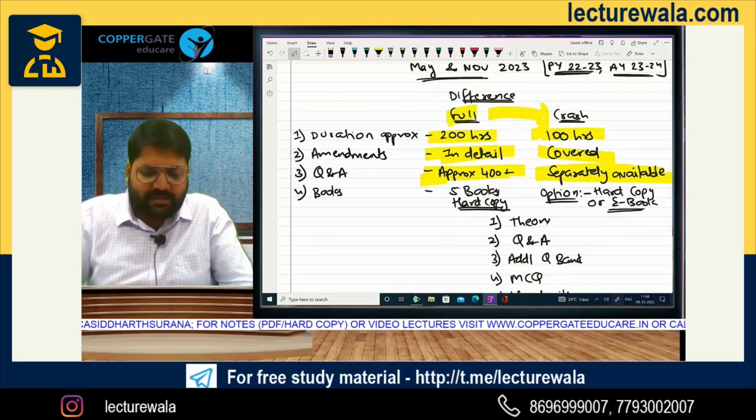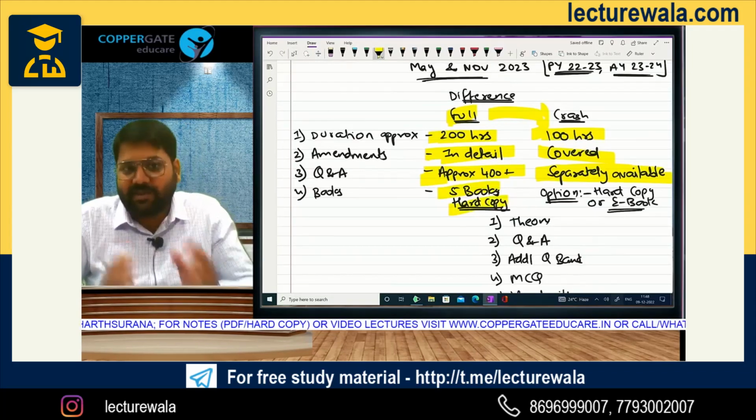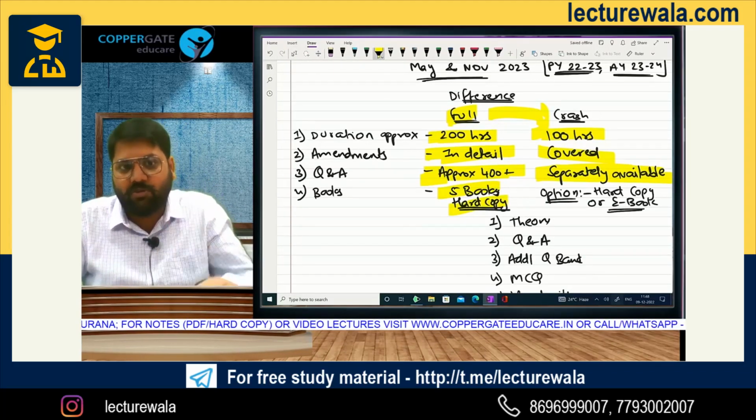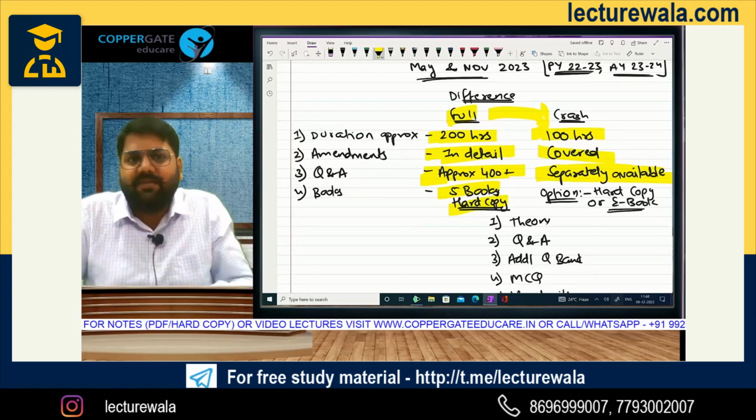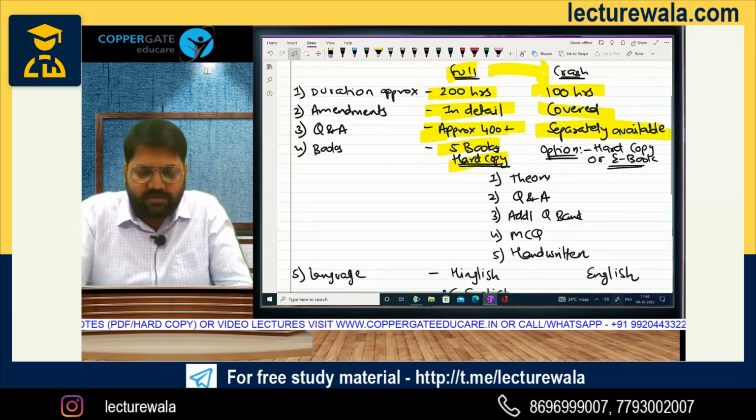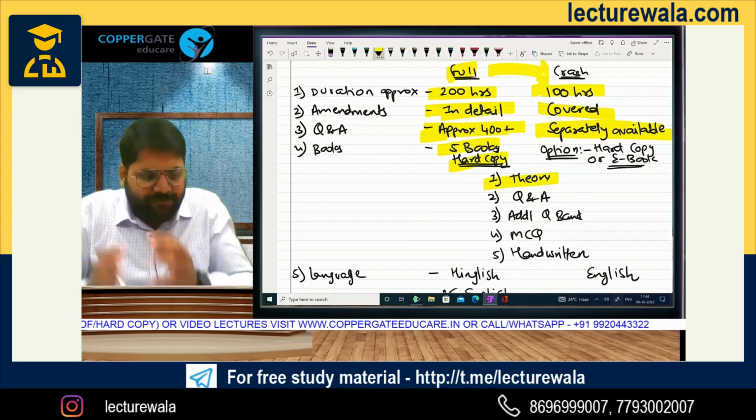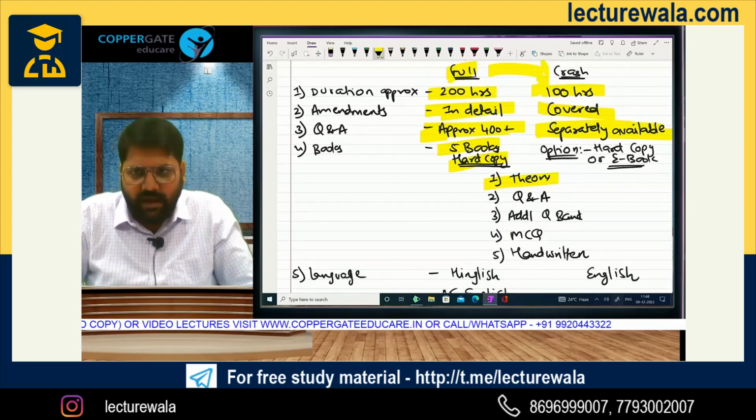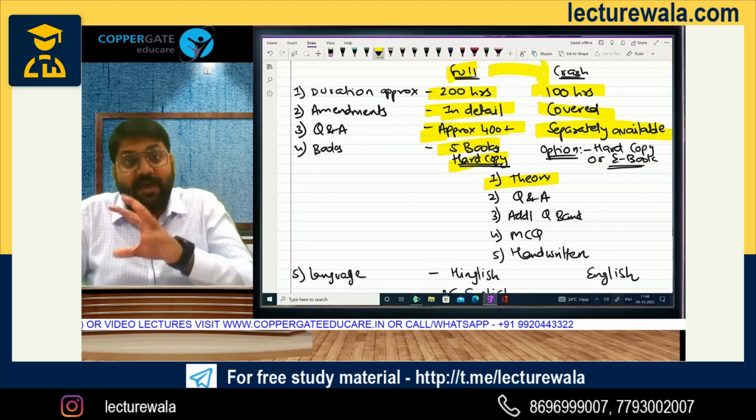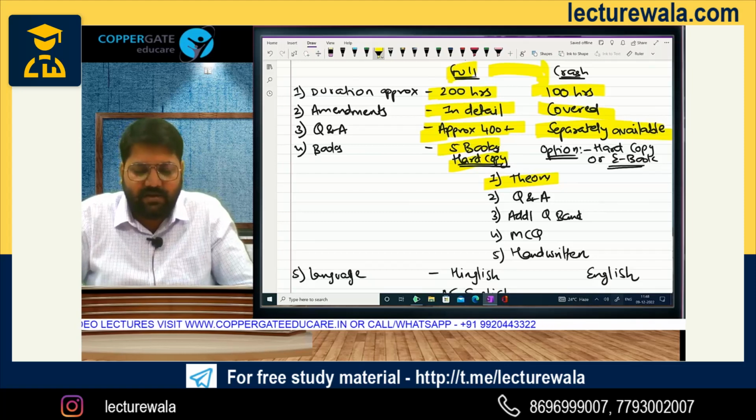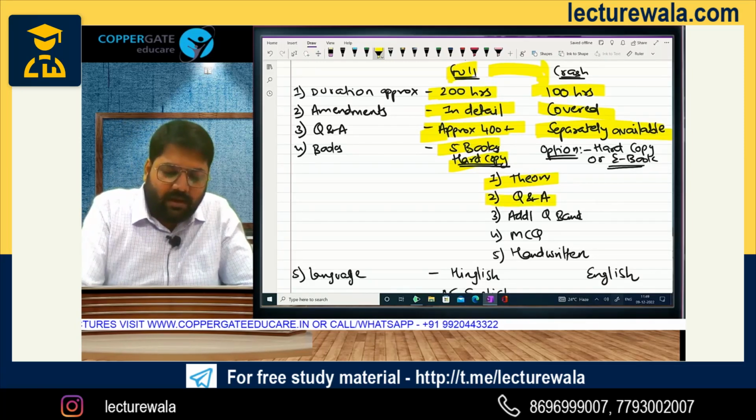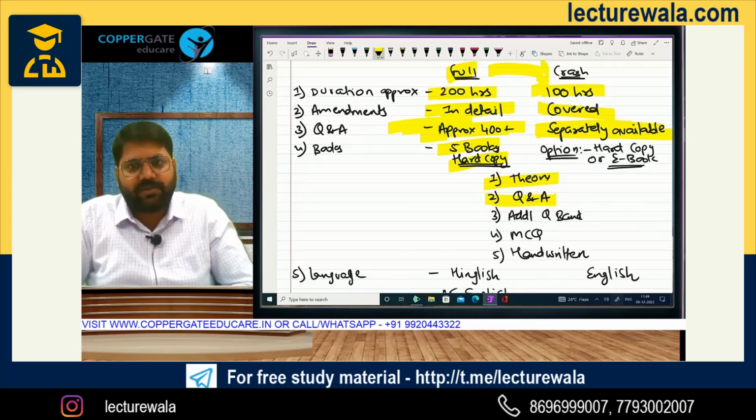Then when anybody takes our full course, we give 5 books hard copy. So till last year I had 4 books, now I have 5 books. I believe in continuous improvement. So what are the 5 books? 1, the theory book, where the full theory of direct tax is covered in detail. Everything is explained, direct language is used wherever it is required. That's the first book.